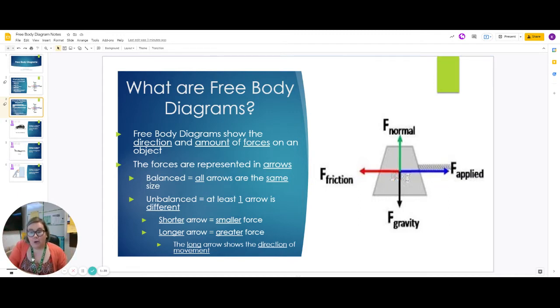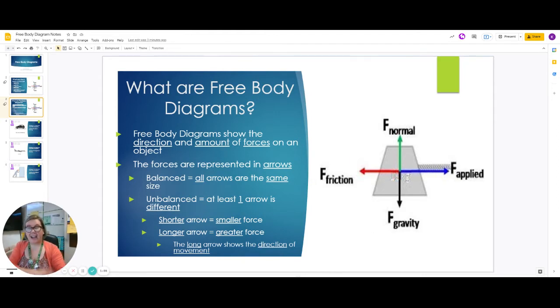The long arrow shows the direction of the movement, right? So if one of the arrows is longer, that's showing the direction it's moving. In our picture here, our applied force arrow is longer than any of the others. So that tells us that this object is moving to the right.